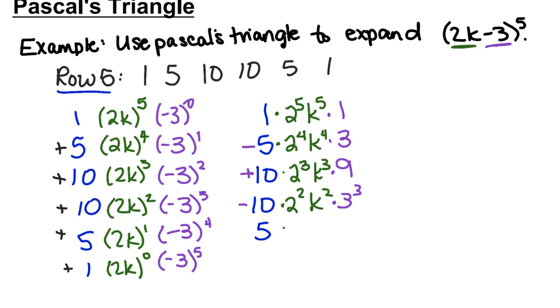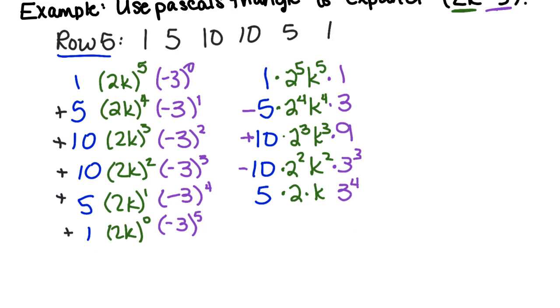5 times 2 to the 1st times k to the 1st times a positive 3 to the 4th. And then I have a 1 times anything to the 0 power is 1. And then this is going to be negative, whatever 3 to the 5th is. This one's positive. Then I can type in my numbers into the calculator.